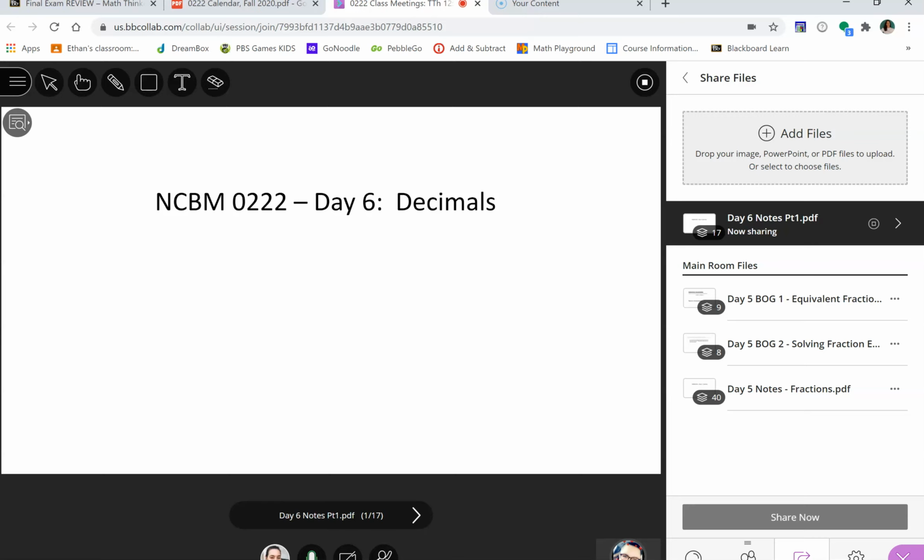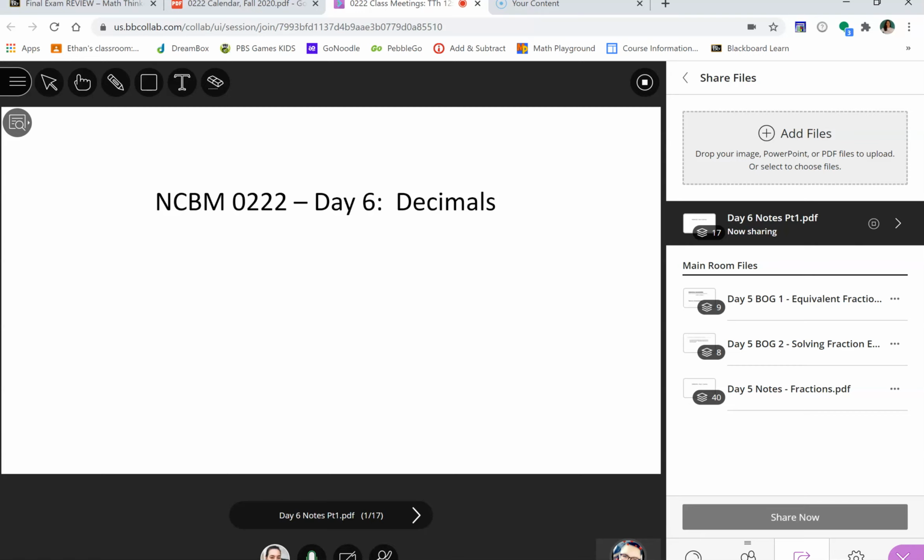We are covering decimals, and we're going to do rounding with decimals, order of operations with decimals, solving equations with decimals, using formulas with decimals. So it's a lot of old ideas that we've already covered: rounding, PEMDAS, solving equations, using formulas. Now the only difference is we're going to have decimals involved.